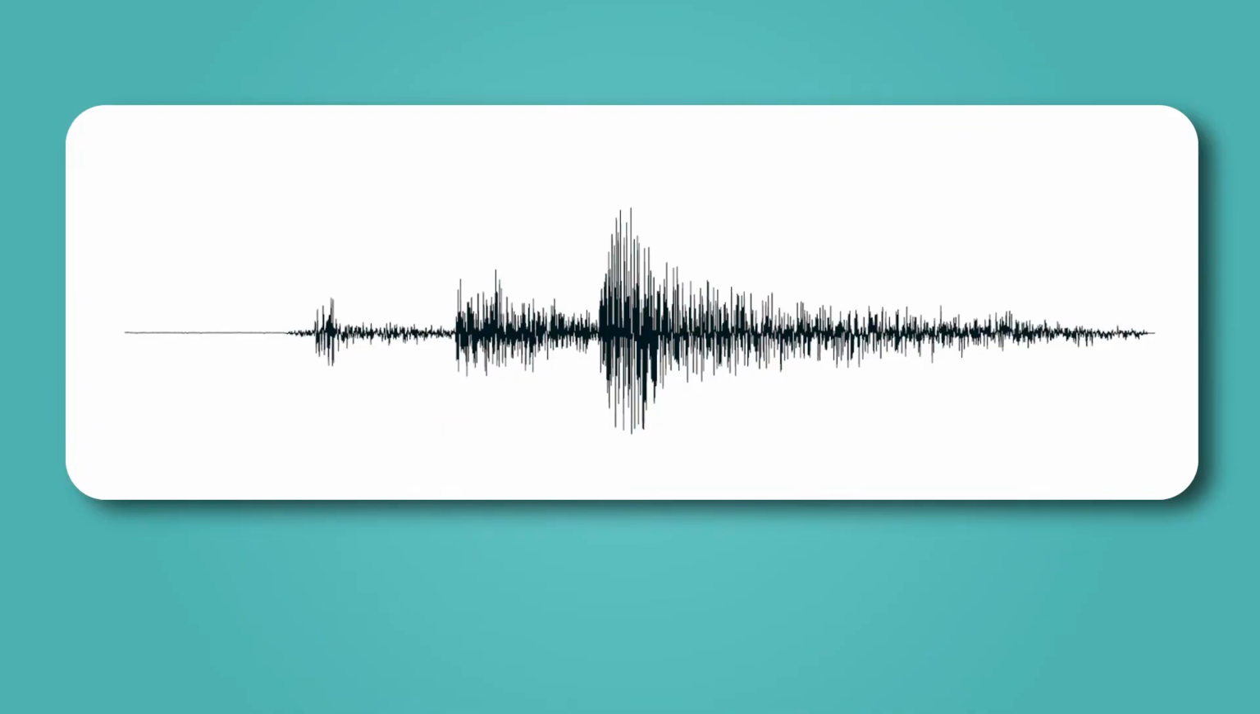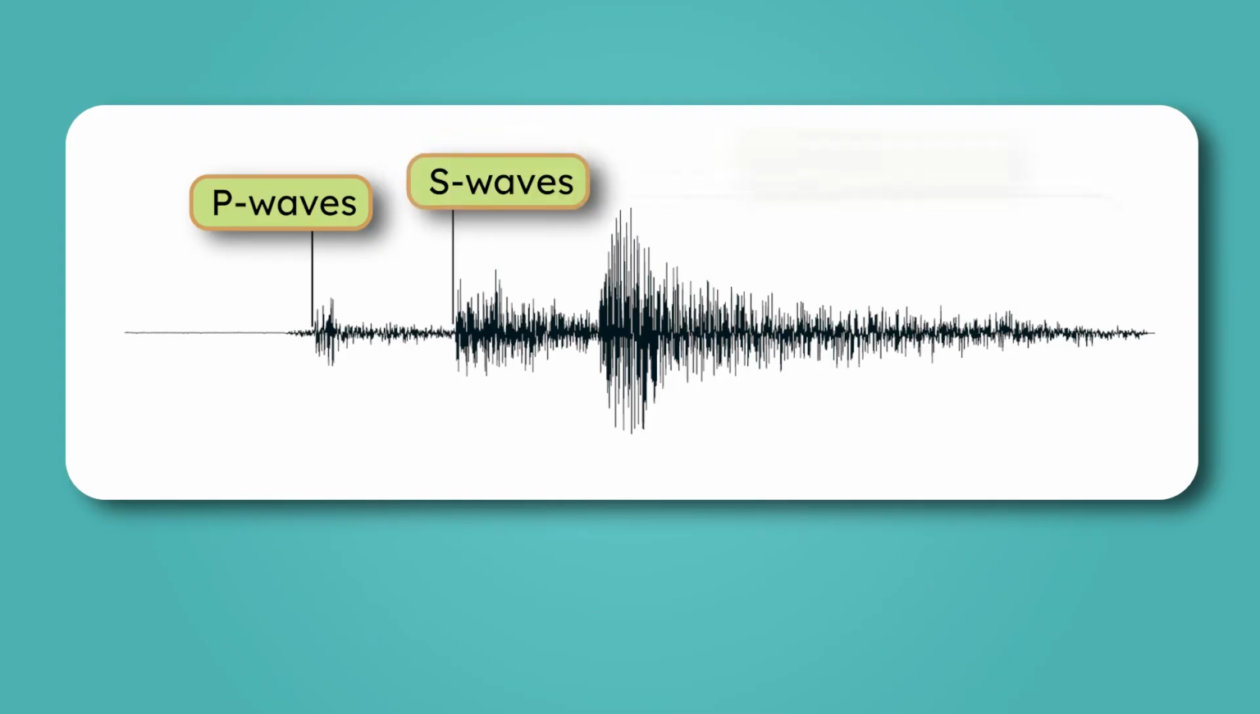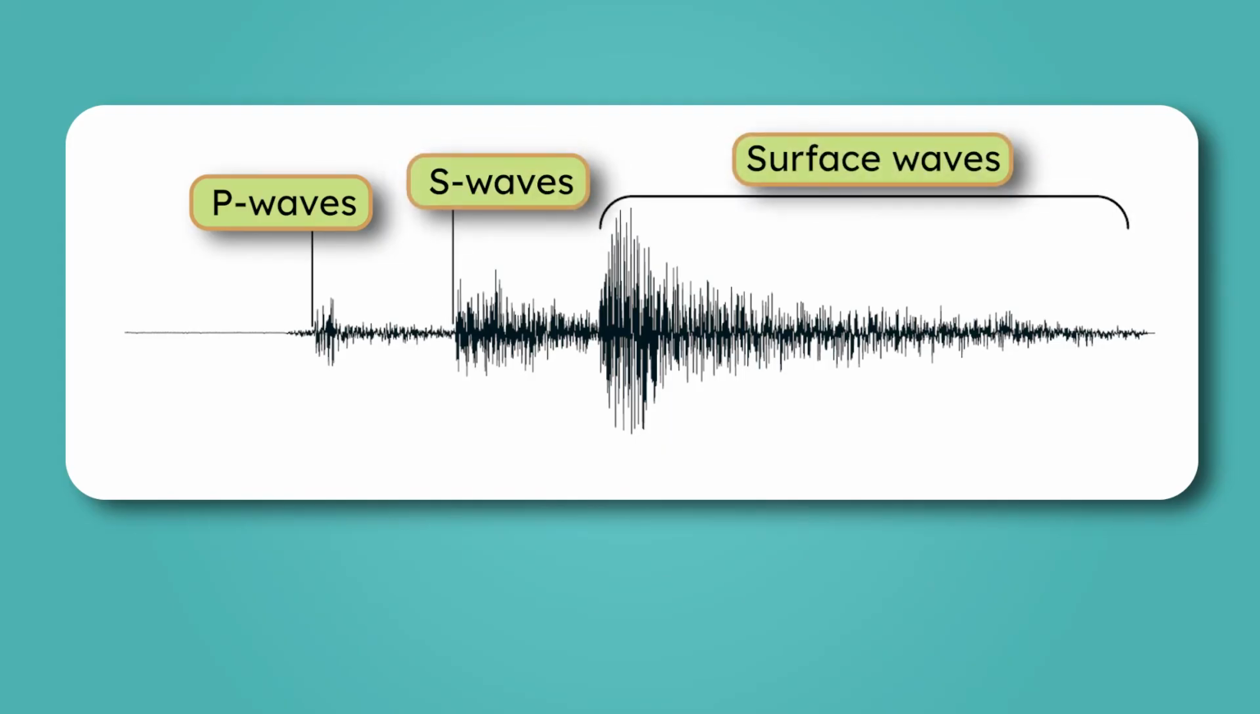Because P waves travel the fastest, they are recorded first. S waves are recorded next, and surface waves appear later on the seismogram. By examining the patterns on a seismogram, scientists can tell when an earthquake occurred, how far away it was, and which types of seismic waves were detected.